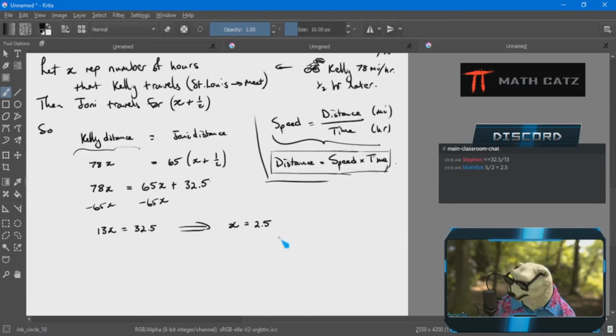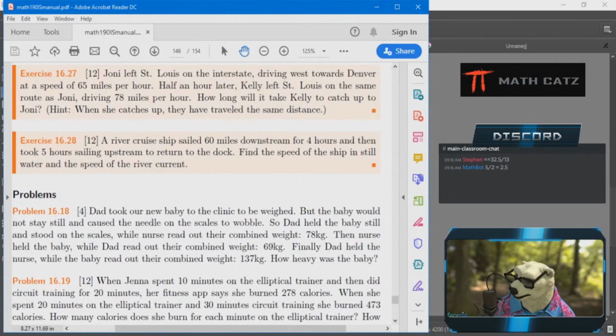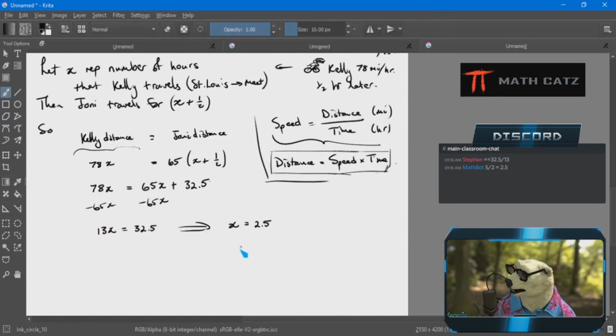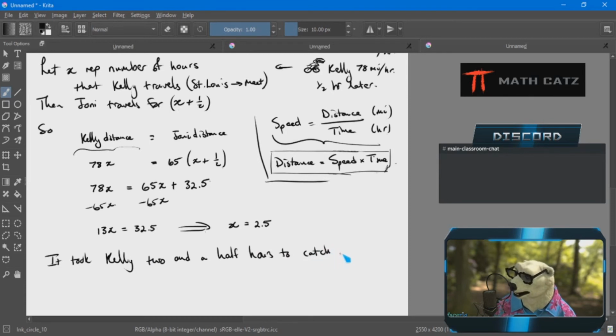Okay, so I check my question. It asks how long did Kelly travel? How long did it take her to catch up? That's exactly what x is. So it took Kelly, that is a K, and let's write it in words, 2 and a half hours to catch up.